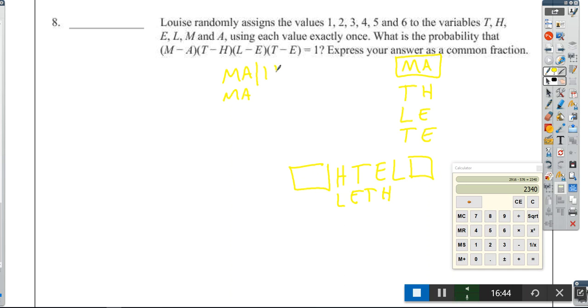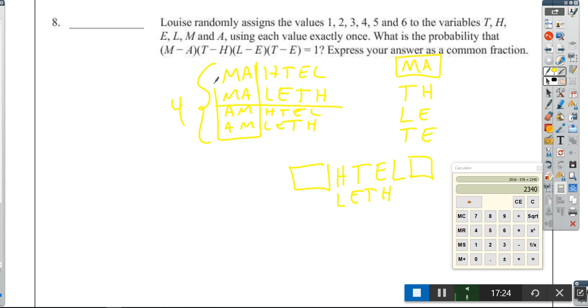So I can go H-T-E-L, or I can go L. You don't have to chew louder. I know, I'm being quieter. No, that's louder. You can just wait. I'm hungry. Or I can switch the A and the M. I'm a growing person. And I can have two more, right? I can have H-T-E-L, A-M, L-E-T-H. But then, so this is 4 different possibilities.